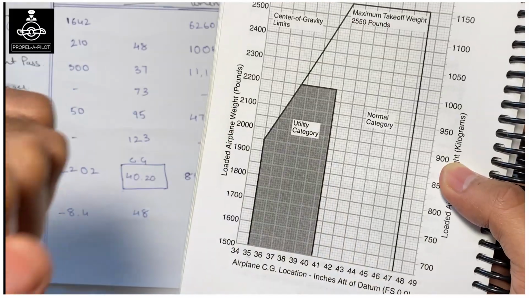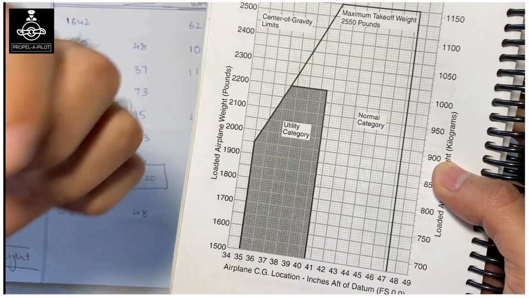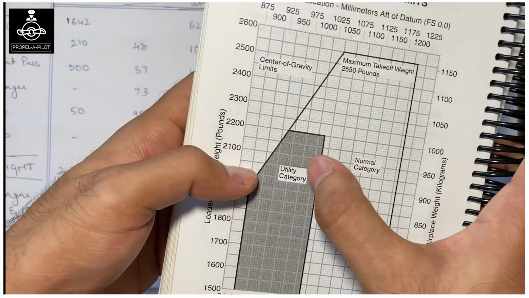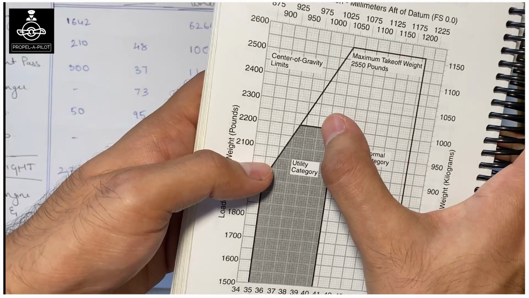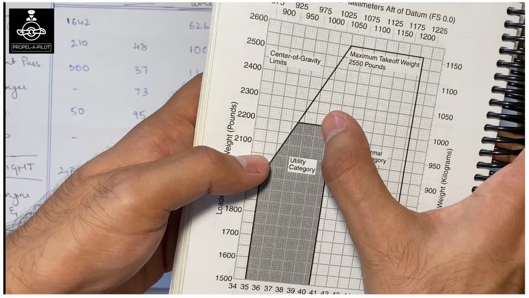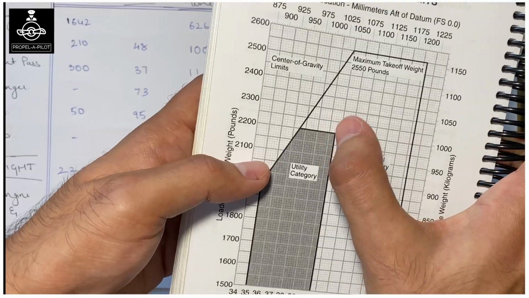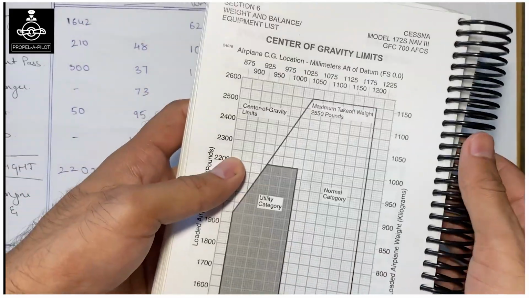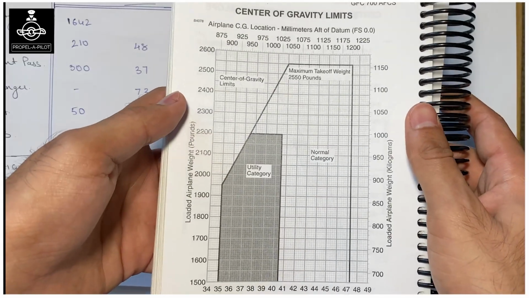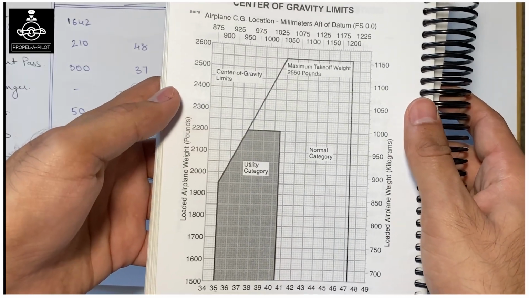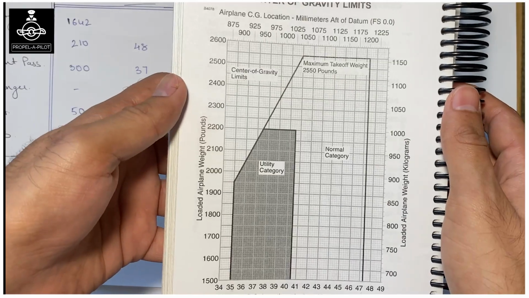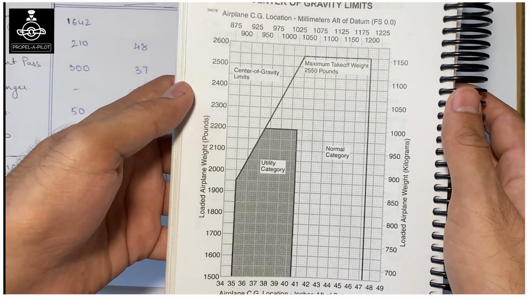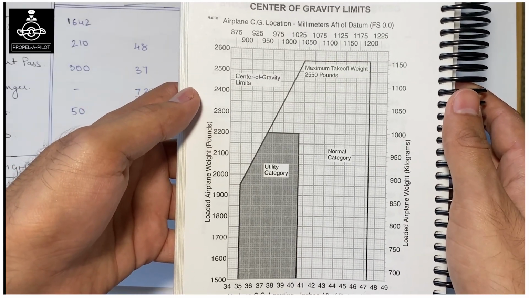Now you can have a simple observation here that in both of the cases the point of intersection is lying on the boundary between the utility and the normal category, and hence this shows that both of these graphs are valid and concurrent. The information that they provide is the same, just different methods of using them.